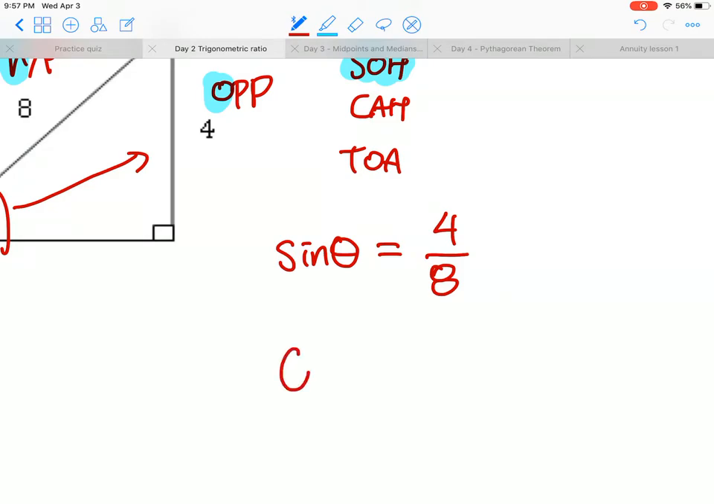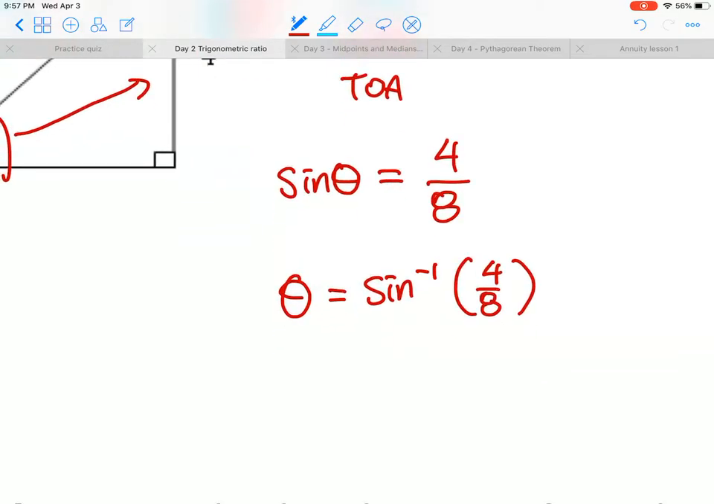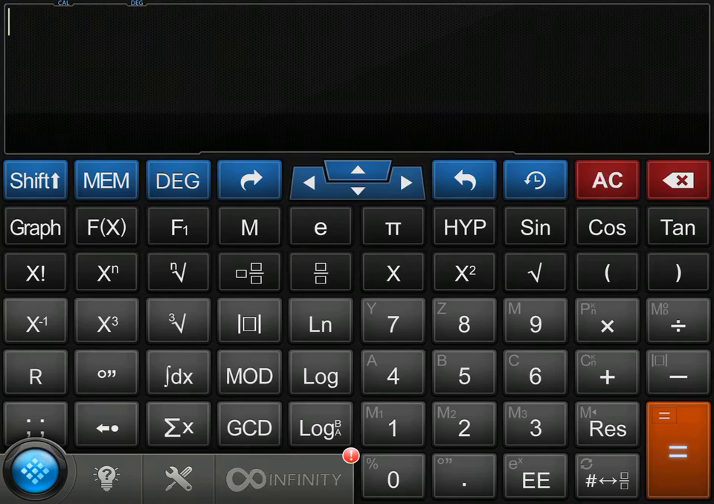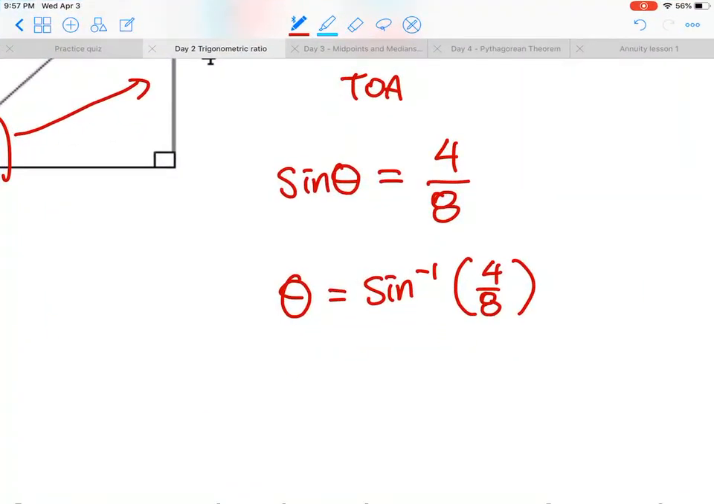So then you're looking for the theta, and you put the sine to the other side, and it becomes the inverse, and then just the 4 over 8. So using your calculator, shift sine, see that is sine inverse, and then 4 divided by 8, because 4 over 8 is 4 divided by 8. And that gives me 30 degrees. So your answer in this case, theta equals 30 degrees.